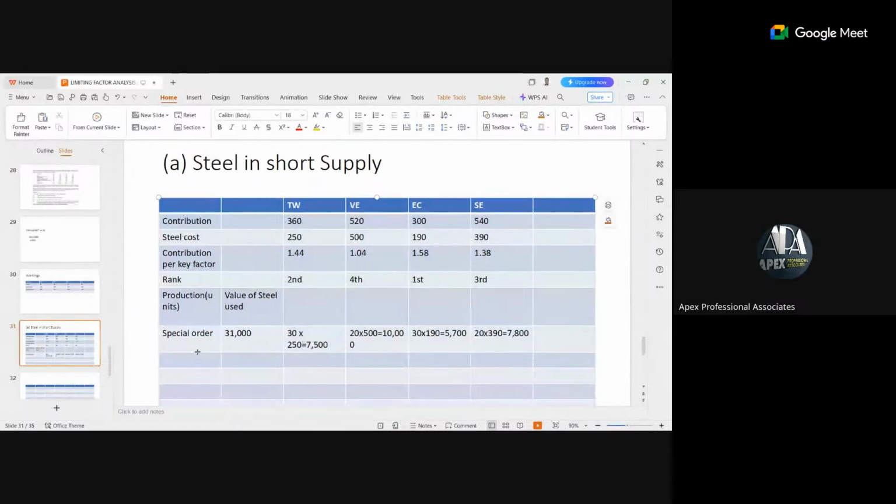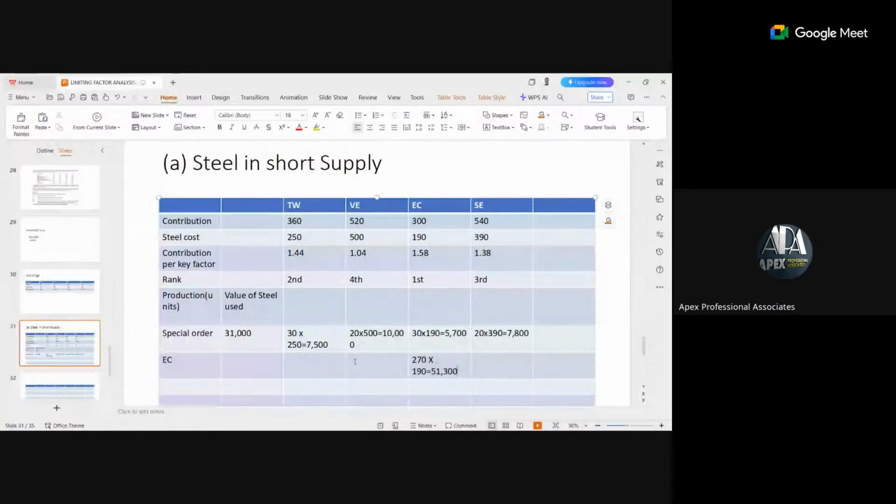Now, which is ranking first among these products? EC. So let's look for EC. How much are we going to spend on EC? EC, we have 300 overall. We've allocated 30 to the special order. What are we having left? 270. 270 multiplied by 190 is 51,300. Take notes. Let me bring it here.